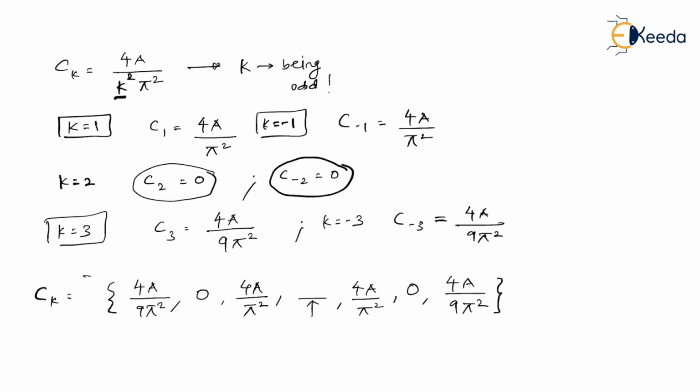Of course, we can calculate ck at more negative values of k and more positive values of k. So this is like never ending. Now only what is left is ck value at k equal to 0. You know that it is nothing but a DC value.